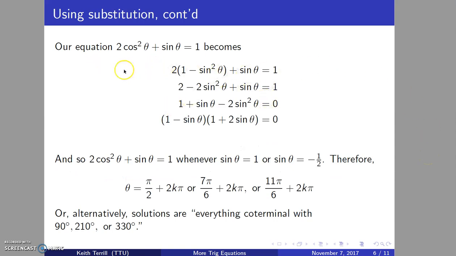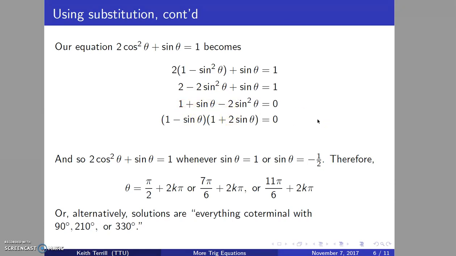A little bit of algebra ensues, right? This becomes 2 cosine squared plus sine equals 1. So do the distribution there. I got 2 minus sine squared plus sine equaling 1. Clean everything up. 1 plus sine minus 2 sine squared. 2 numbers multiplying to negative 2, adding to positive 1. That's negative 1, positive 2.